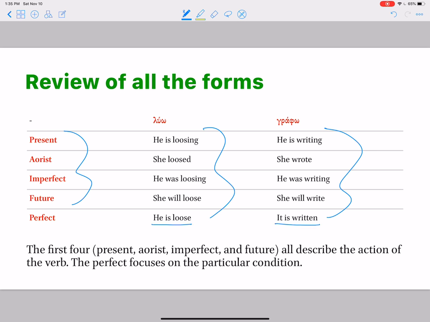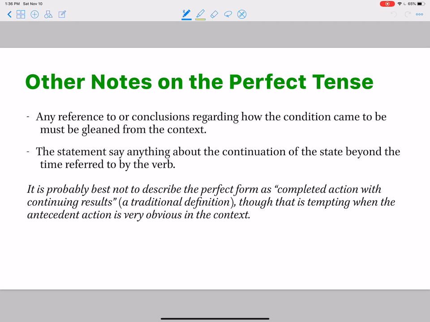Now, the perfect is just stating a condition of what is going on. So, it is written. We're not focused on the writing. We're just focusing on that final aspect of it, that it is written. So when we talk about scripture, it is written. Obviously, there was writing going on, but the perfect describes this final aspect of it, that it is written, that it's there. Now, Mounce, when he talks about this, I believe he talks about completed action and continuing results. That is really not part of the perfect, but that's what we get from context. We're really just talking about the condition of the verb. We're not talking about any continuation, but that is just based on context.